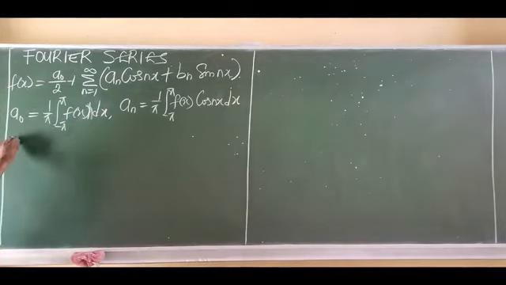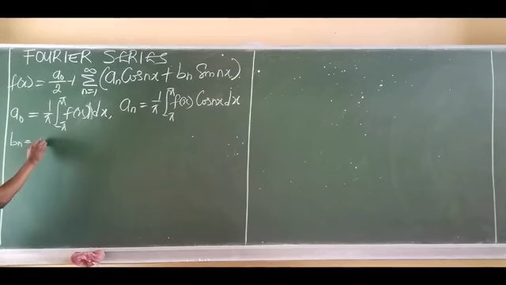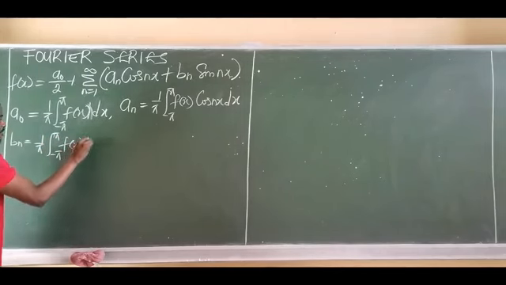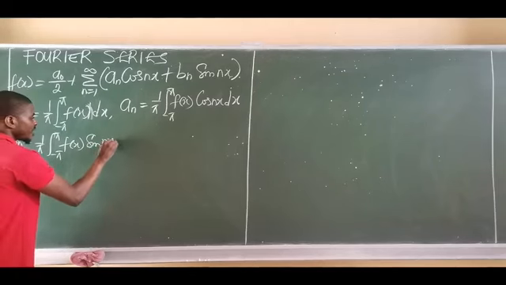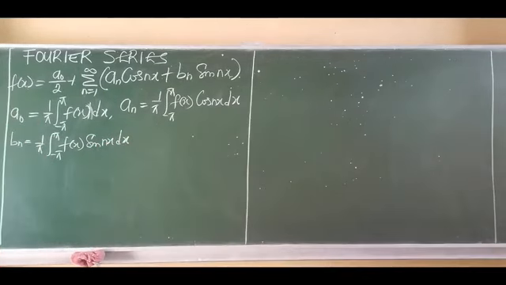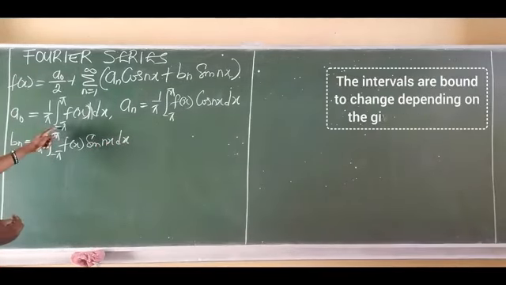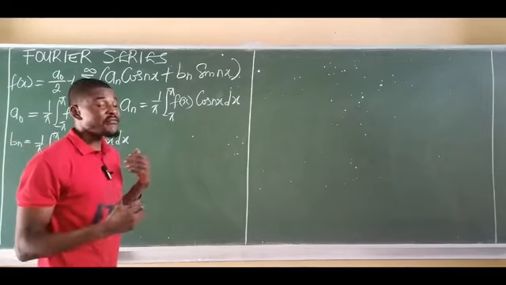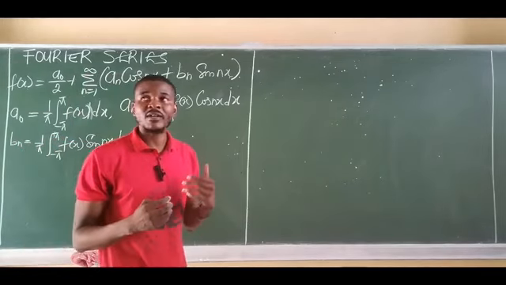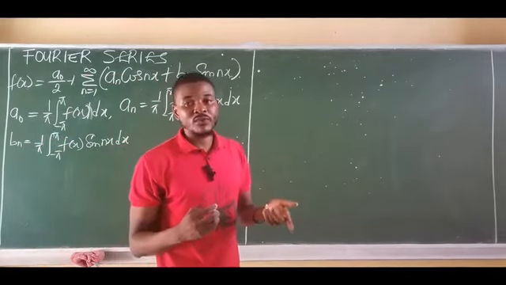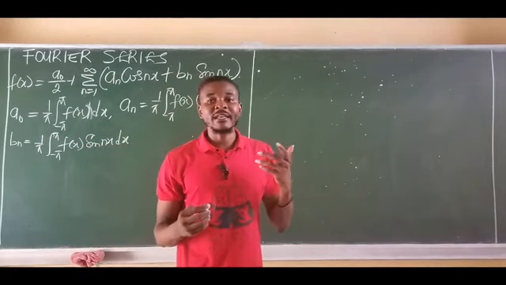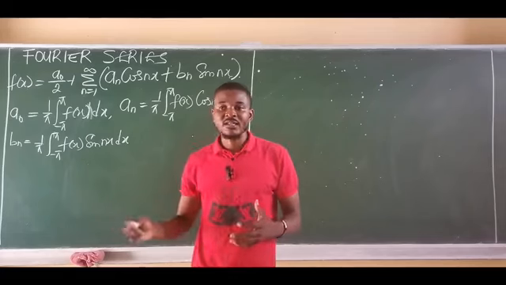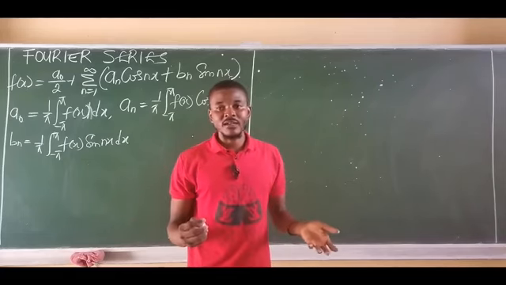And finally, bₙ can be solved using the relationship 1/π integral from -π to π of f(x) sin nx dx. Also, the interval from -π to π is not a constant. If you're given a question with a different range or interval, you have to use the interval given in the question. But when an interval is not given, simply maintain the interval from -π to π.